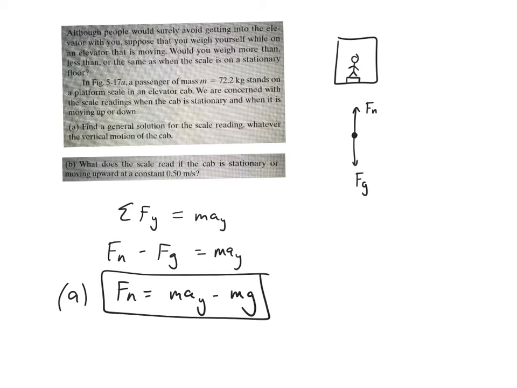Part A says find a general solution for the scale reading, whatever the vertical motion. The scale reading is the normal force. So we want to solve for Fn. Doesn't it show mass though? No, remember, the scale reading is not a reading of your mass. It's a reading of your weight. But because the object is accelerating, your weight seems to look different. So it's Fn that you solve for when it says scale reading. Good question. I can see why Spence asked, don't you solve for m because the scale measures your mass?